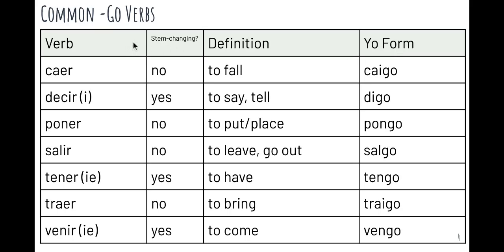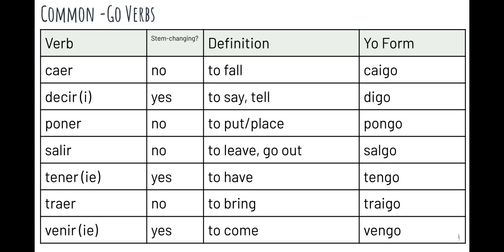So caer is not stem changing. It means to fall, and the yo form is caigo. Decir is stem changing. It means to say or to tell, and the yo form is digo. Poner is not stem changing, to put or to place. That's a vocab word, pongo. Salir is not stem changing, to leave or to go out. Salgo. Tener, we've worked with. It is stem changing. It means to have. Tengo. Traer is not stem changing. It means to bring. It goes to traigo.